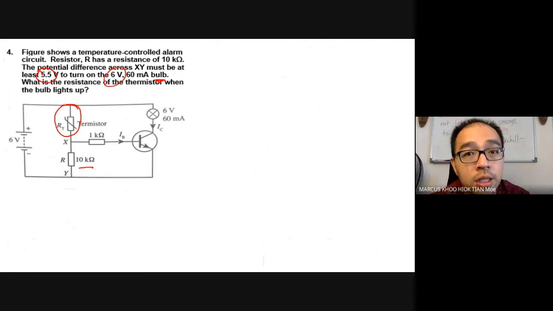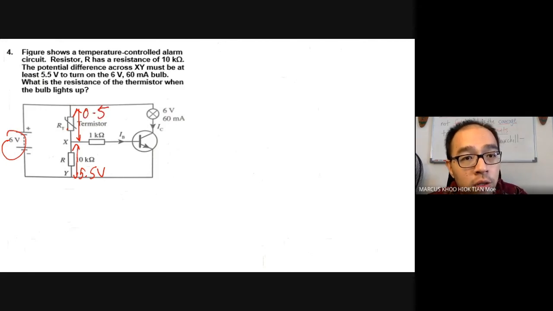This is where the question becomes very tricky. It says this must be 5.5 volts if we want the bulb to light up. So the question is, what is the resistance here? If you know that this is 5.5 volts, how many volts is this? Look at the total voltage, 6. So if this is 5.5, this will be 0.5.